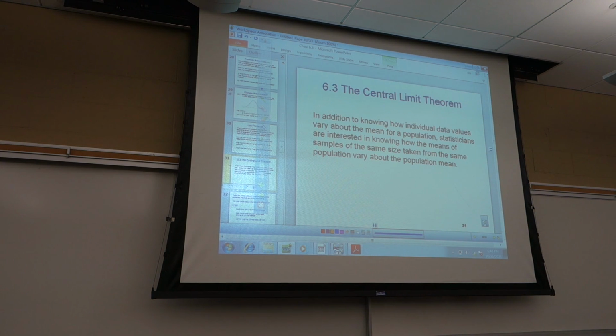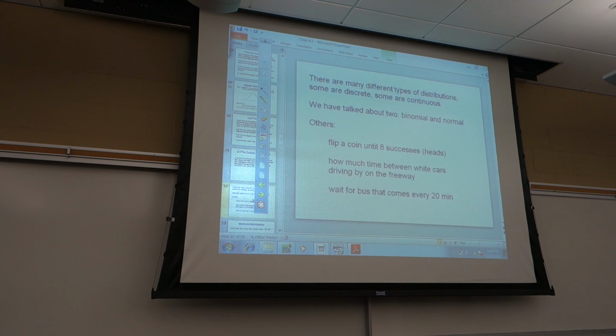In addition to knowing how individual data values vary about the mean for a population, statisticians are interested in knowing how the means of samples of the same size taken from the same population vary about the population mean. Right. Perfect. So that's what we're looking at.